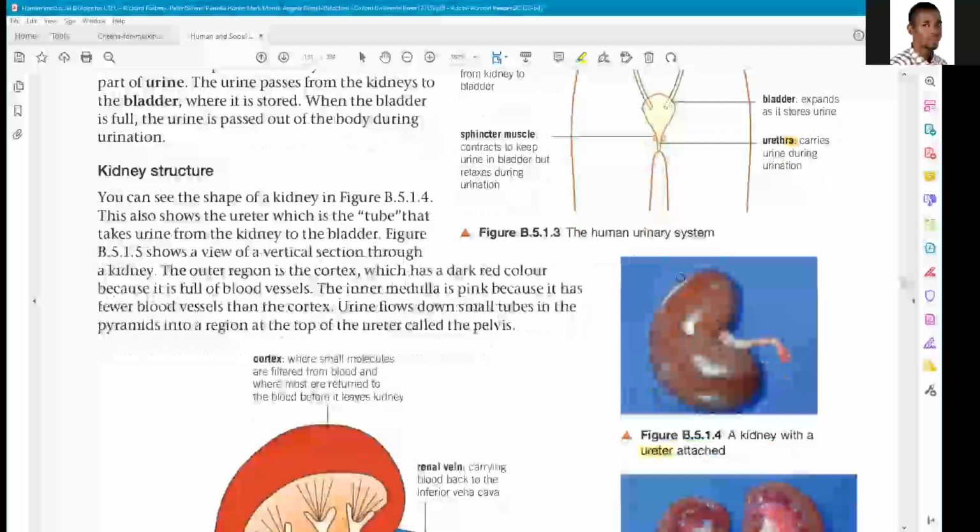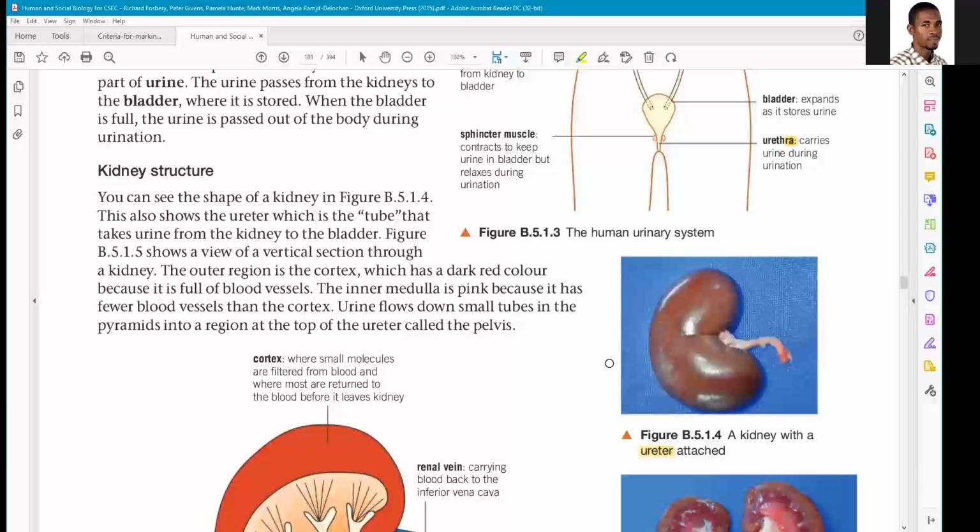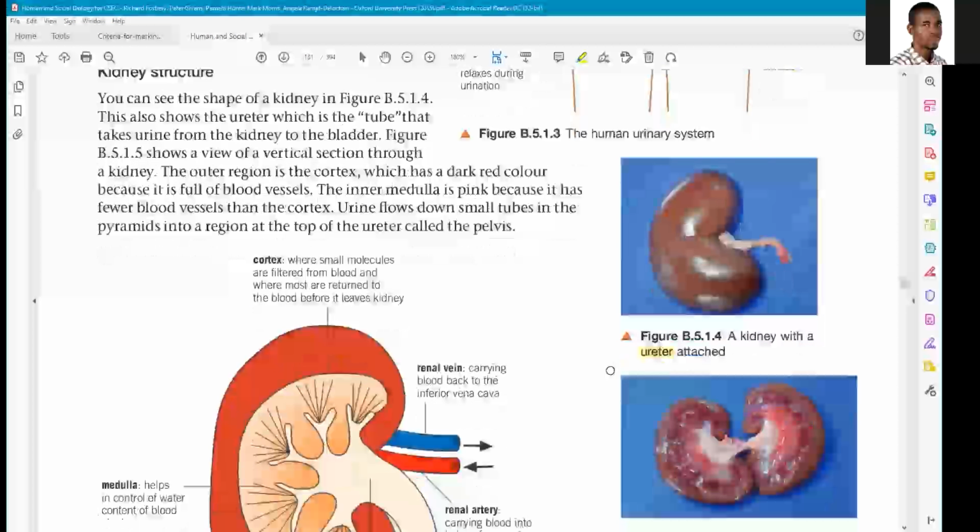So you see it looks like a kidney bean. You could understand why the bean is called kidney bean: its color as well as its shape. So you see the shape of the kidney. Just draw a big bean. The outer region of the kidney is called the cortex. That's out here. This area that you see in the diagram in red is called the cortex.